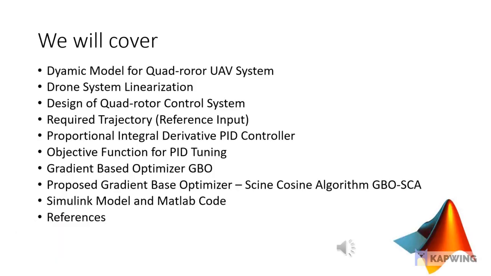For this session, we will have a look at our dynamic model for the UAV system, then we will analyze it, presenting the design of our control system and the required trajectory. Afterwards, we will discuss the PID controller and how it works, defining the objective function for the PID tuning optimization problem. Therefore, we will discuss the gradient-based optimizer and will propose the gradient-based optimizer sine cosine algorithm. Finally, we will have a look at our Simulink model and MATLAB code.